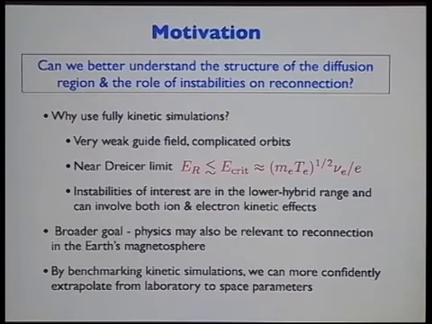And this approach I'm going to talk about, where we do fully kinetic and include a Monte Carlo treatment of Coulomb collisions, can very naturally go between sub-Dreicer and super-Dreicer. I don't know any other approach really to do that. And so the instabilities of interest that I'm going to talk about here are in the lower hybrid range, and there's good reason to believe that they can involve both ion and electron kinetic effects.